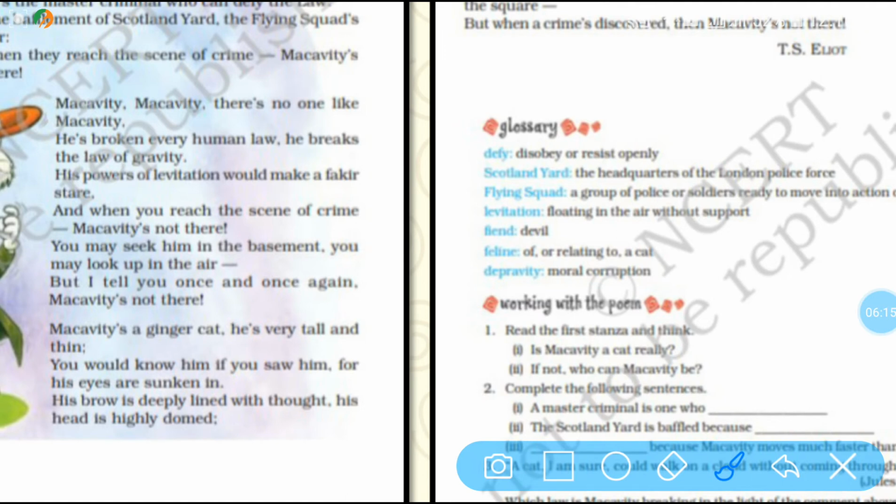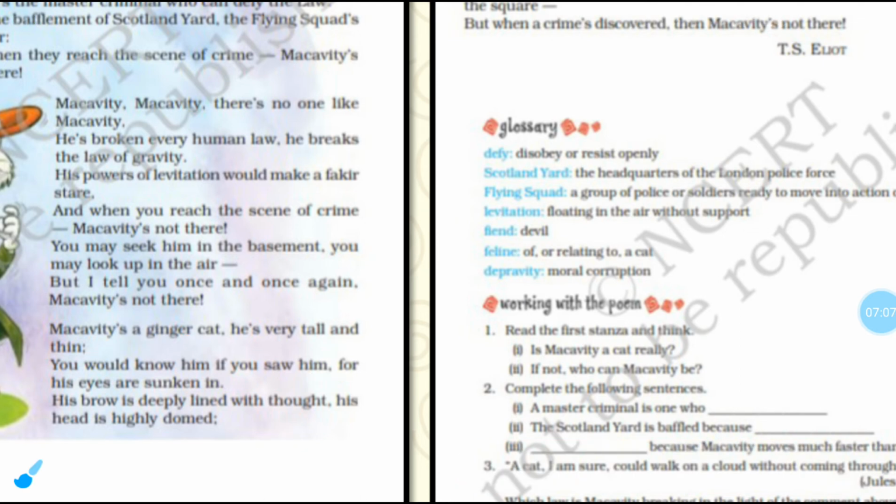Macavity is a ginger cat, he's very tall and thin. You would know him if you saw him, for his eyes are sunken in. Thin and in are similar in tone but different from the words we have already taken. So we will have to denote it with a different letter, and that would be D, because we have already taken A, B and C. Now coming to the next line. His brow is deeply lined with thought, his head is highly domed. Again a different word came, so we will denote it with E.